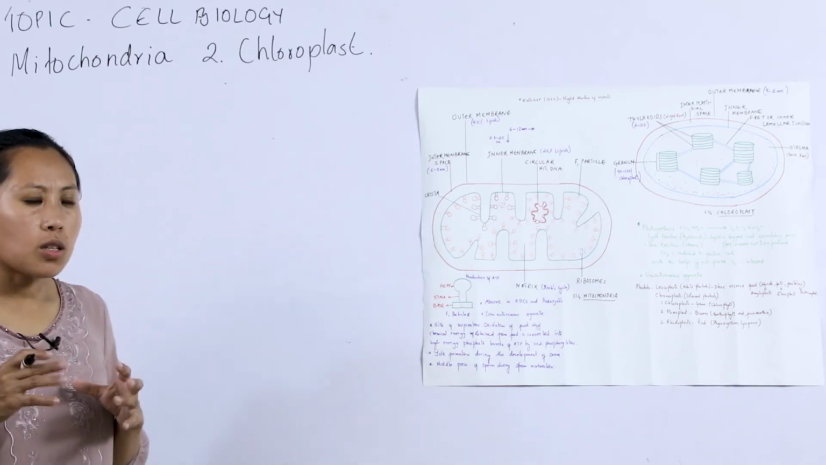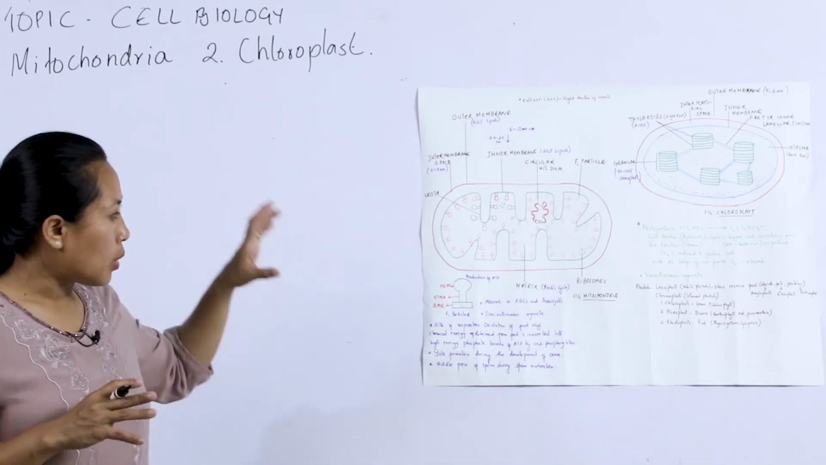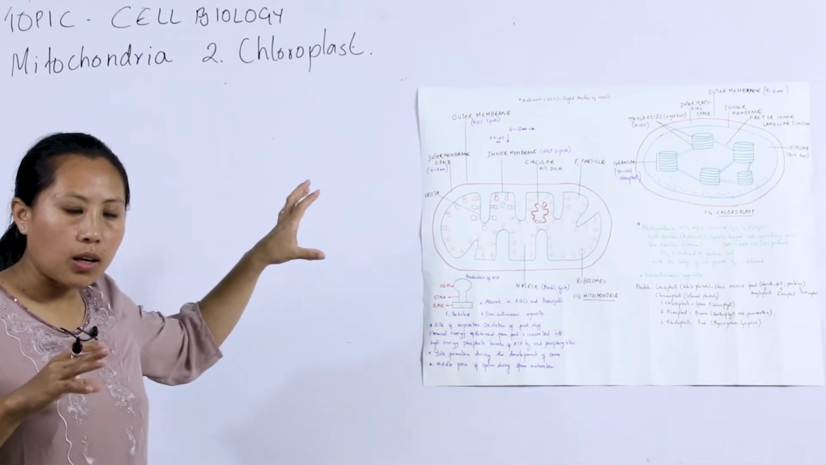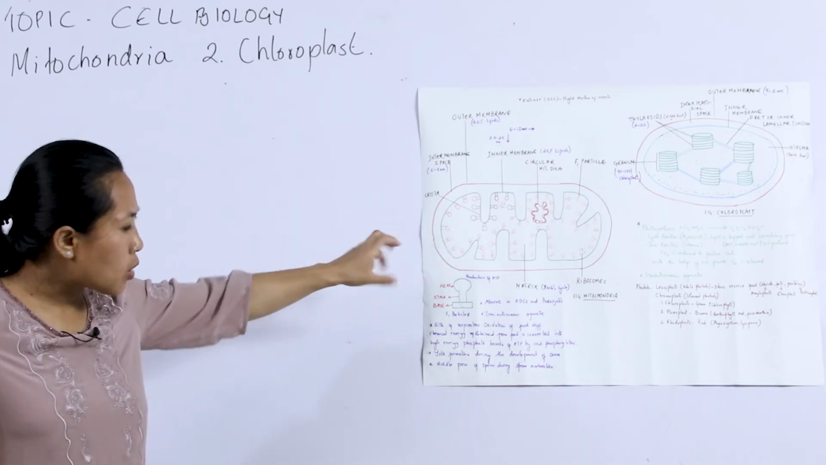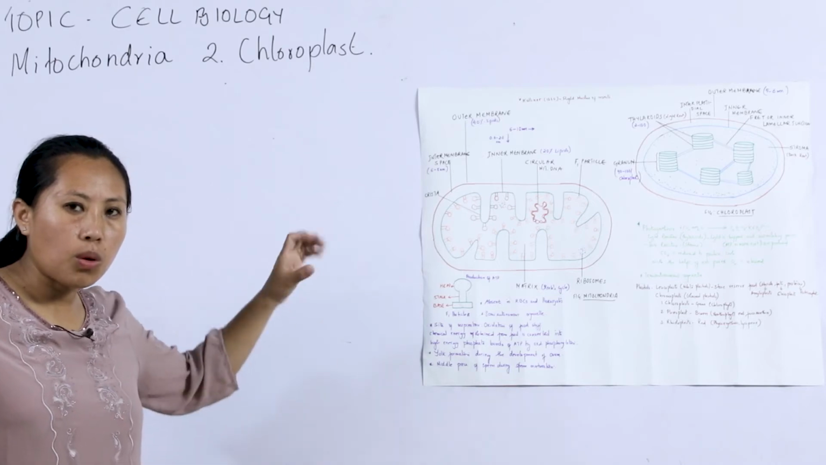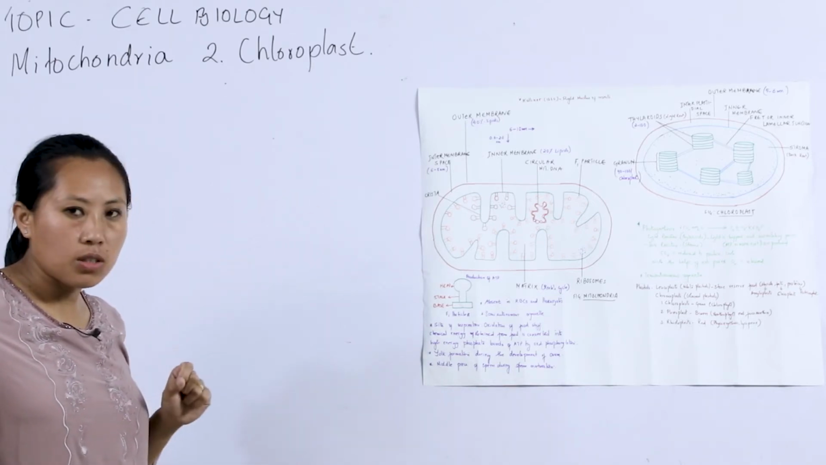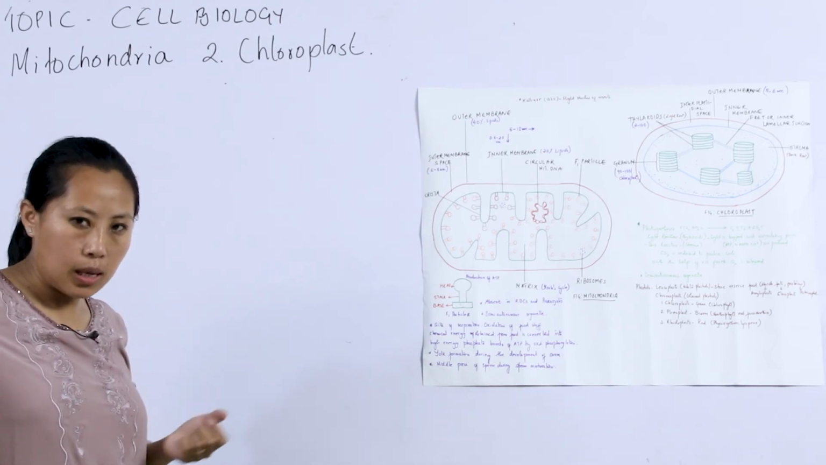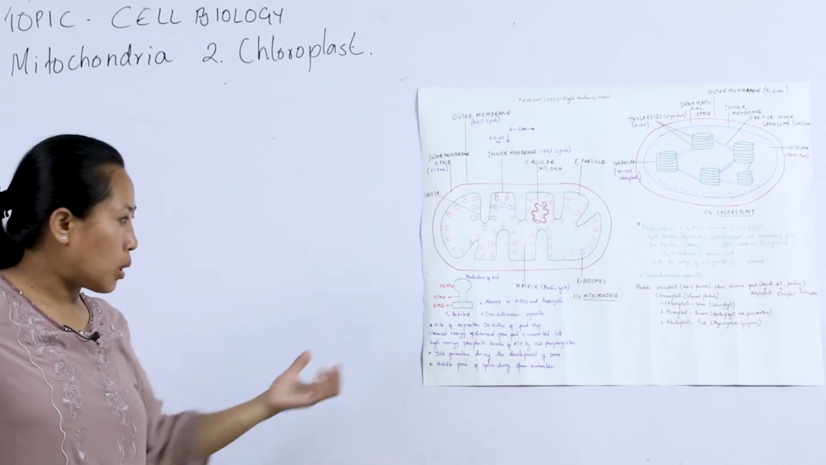Since mitochondria are concerned with the production of energy or ATP, the number of mitochondria in a cell varies. They are more in cells that are more active, since they are concerned with production of energy, while in less active cells, the number of mitochondria will be lesser. So, this is the ultrastructure and function of mitochondria.